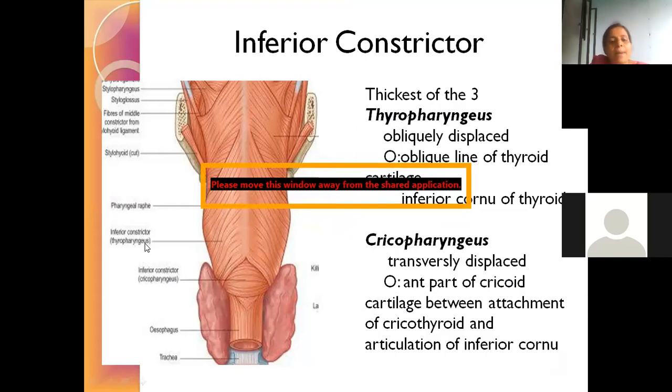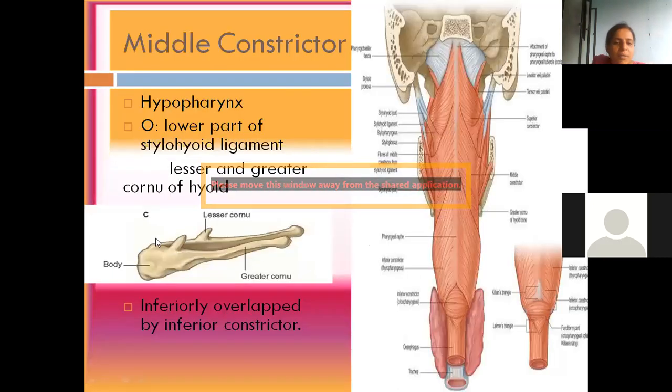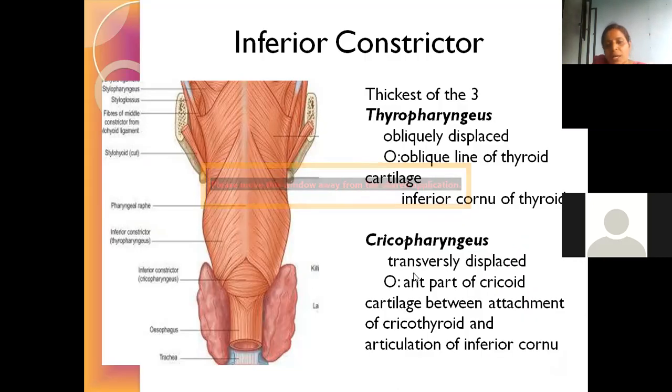So the upper subdivision, thyropharyngeus, is coming from the oblique line of thyroid cartilage, and also from the inferior cornu. This is the inferior or the lesser cornu of the hyoid bone. Then the inferior cornu of the thyroid. Cricopharyngeus is transversely placed and it is coming from the anterior part of the cricoid cartilage. One point of origin is enough.